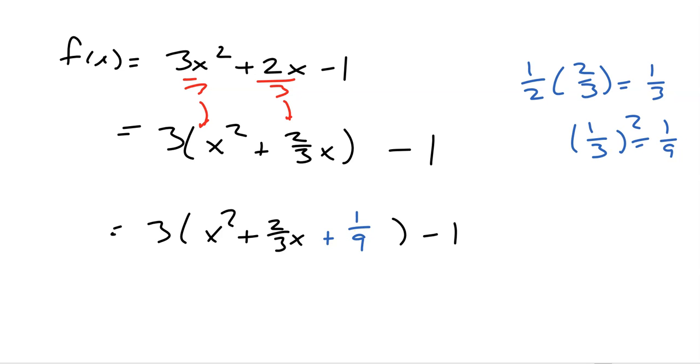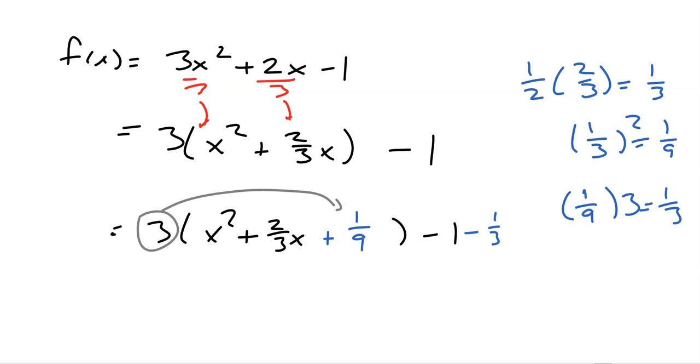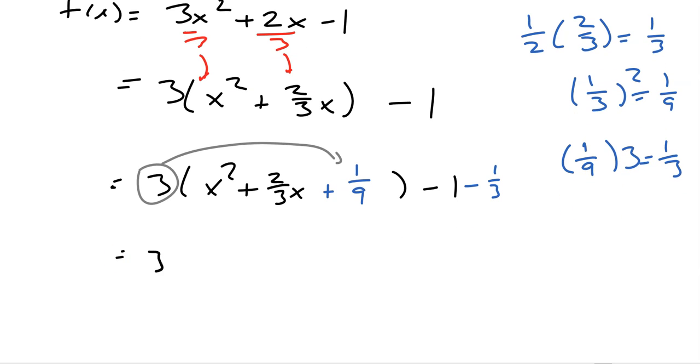Now I'm adding that 1/9, but keep in mind it's 1/9 times 3 if I distribute stuff. So over here with my scratch work, if we do 1/9 times 3, that will be 1/3. So since that's a positive there, I'm going to subtract 1/3 out here. So that's 3, and that's x plus, and we're putting the square roots in here. We already know the square root of 1/9 is 1/3, because that's how we found it.